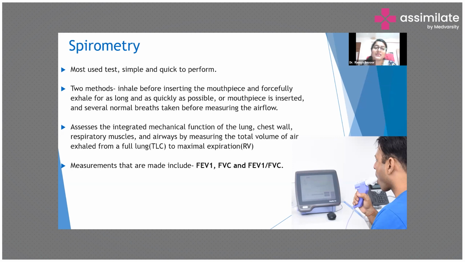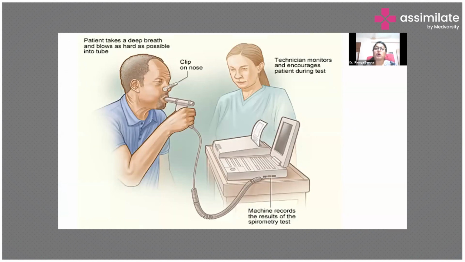It basically assesses the integrated mechanical function of the lung, the chest wall, respiratory muscles, and the airways by measuring the total volume of air exhaled from a full lung to maximum expiration. So basically the journey between the total lung capacity and the residual volume. That is what is measured in a spirometry. What we measure are the FEV1, FVC and FEV1 by FVC. So this is what a spirometer might look like.